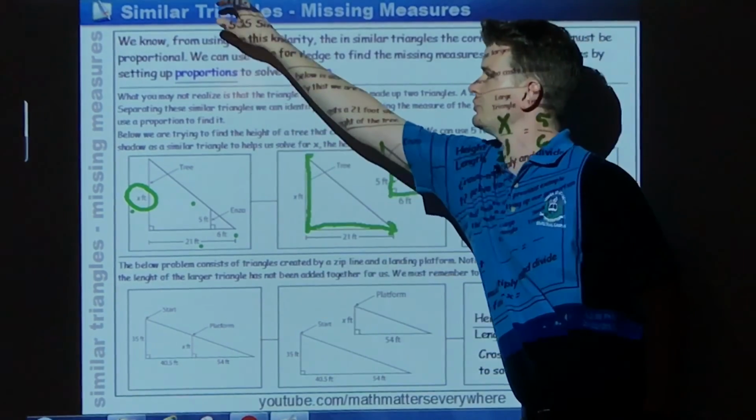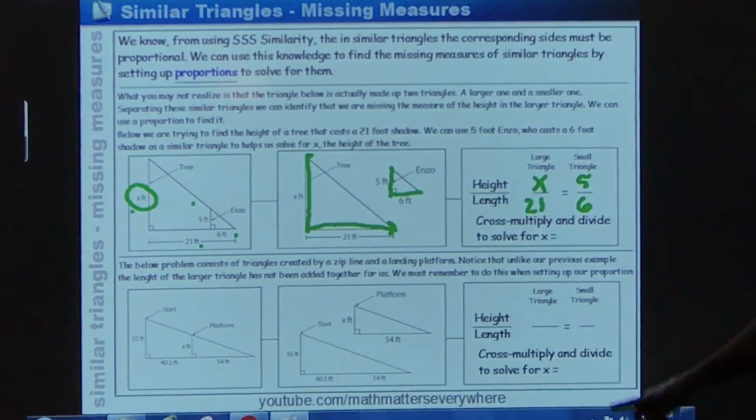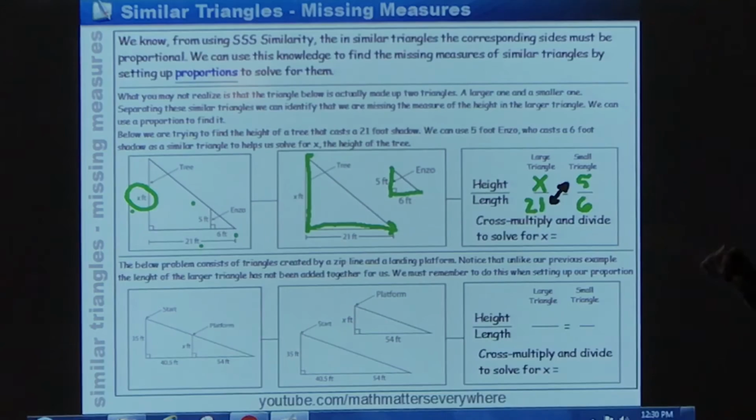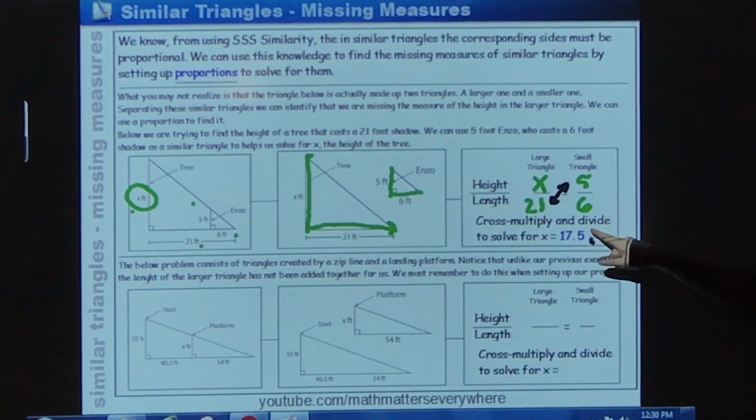In case you forget how to do this, here's what you do. You cross multiply the two numbers located diagonally across from each other. We did this earlier in the year. Quick review. 21 times 5 gives me 105. If you take that and divide it by 6, what do you get? 17.5. And we include the unit feet, which means I found the height of the tree. The tree is 17.5 feet tall.